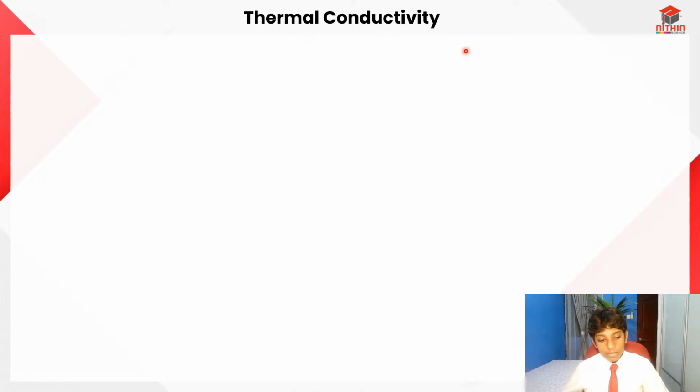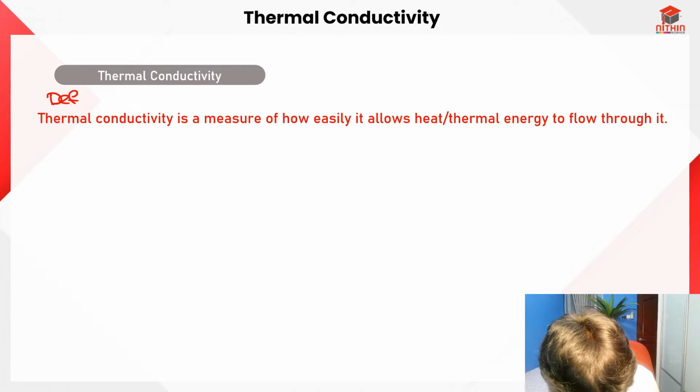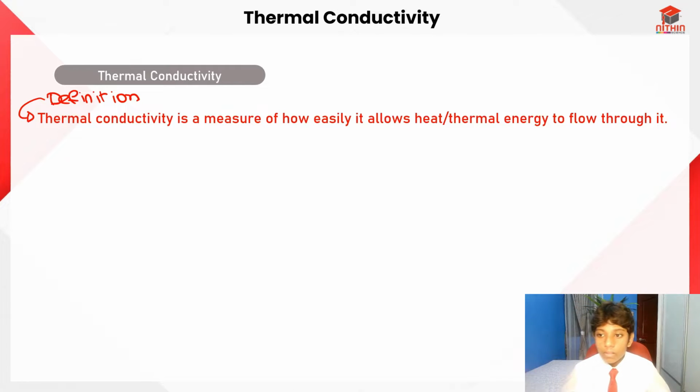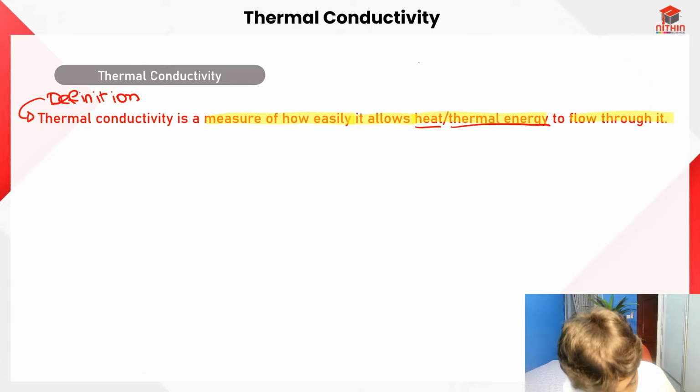Thermal conductivity. This red color again is the definition. So let me just write that down again. Definition. Thermal conductivity is a measure of how easily it allows heat or thermal energy to flow through it. I've got to tell you something important over here. Heat or thermal energy. We do not use the term heat energy, okay?